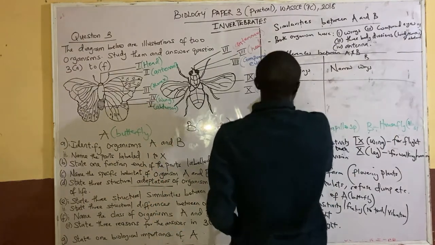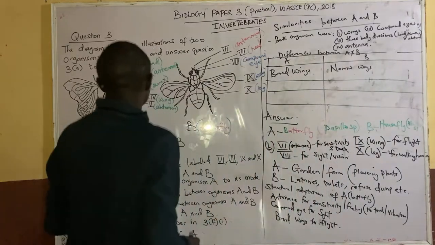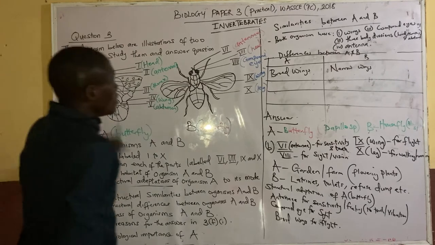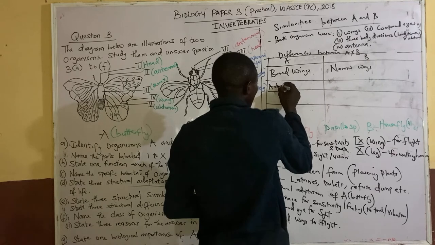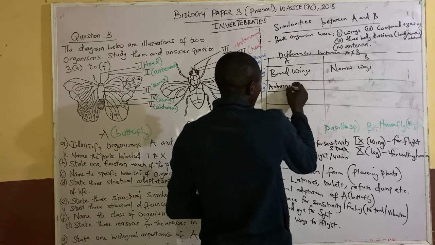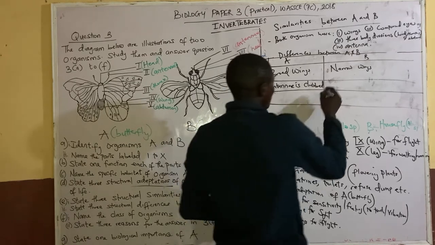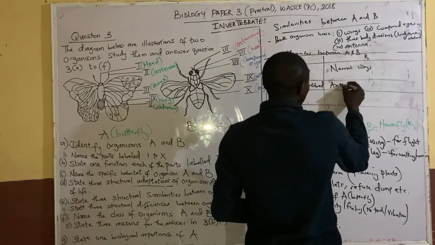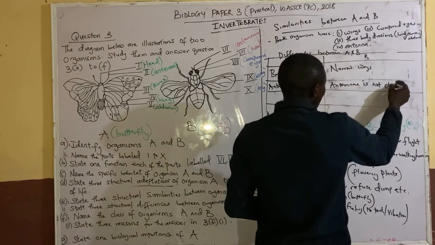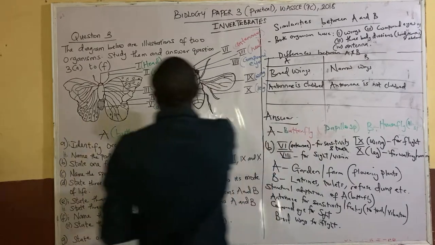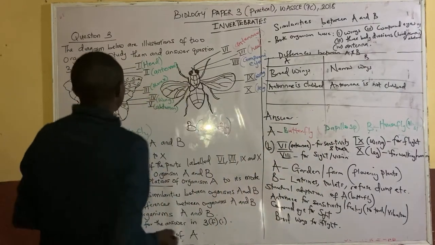About three, you can see that the antenna of this one is small. Antenna is knobbed or clubbed. Antenna is not clubbed. This is also clubbed or knobbed. So why is this antenna not knobbed or clubbed?